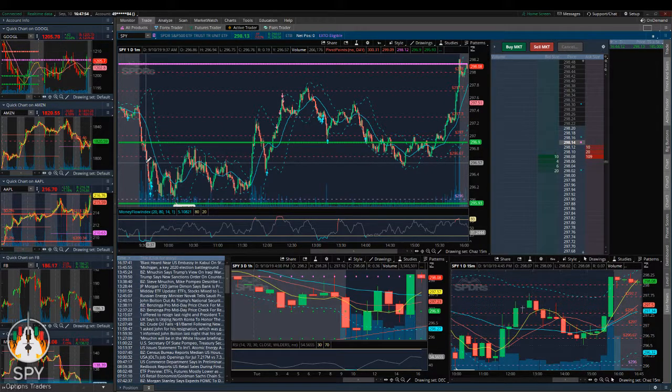A lot of times it just consolidates. Sometimes we get a big move up, big move down. You can never truly trust it. I sort of anticipated the move down. I wanted us to get to 296.